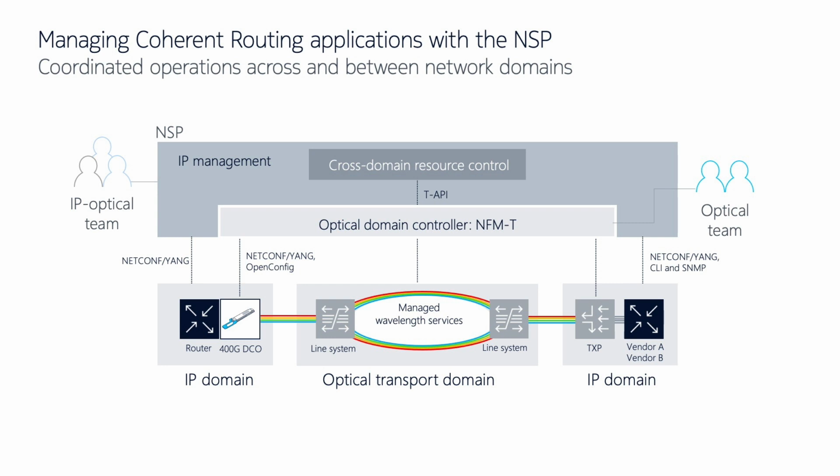By doing this, you avoid introducing an alien wavelength into the optical infrastructure, because the optical controller has full control over the end-to-end parameters, power levels, channels, etc., and it can be triggered by the NSP via TAPI. The NFMT uses the OpenConfig model and configures via NETCONF YANG, and the NSP can use NETCONF YANG or SNMP to configure the routers.